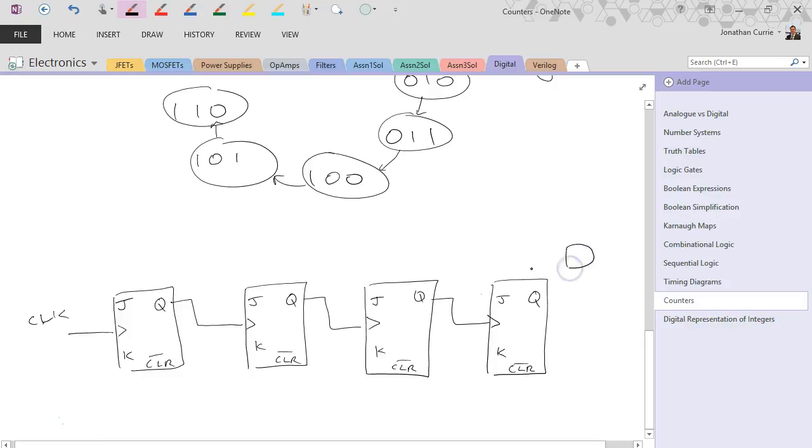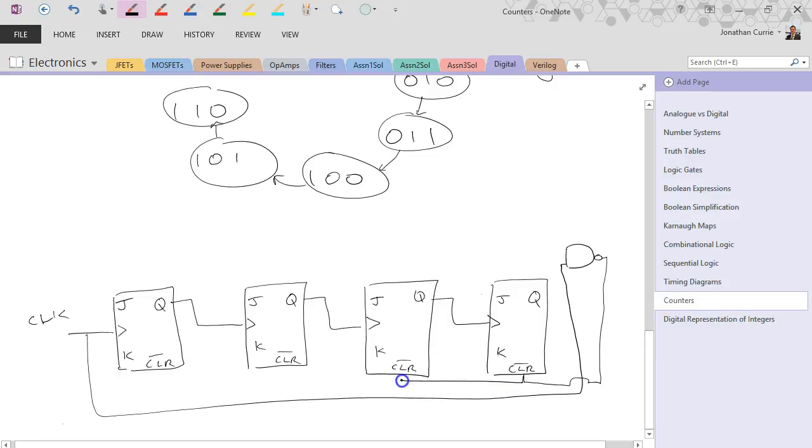And I'm going to do something a little bit interesting here. I'm going to have an AND gate at the end here, and we'll see why shortly. Oh, that was a bit wobbly. But it's going to be connected to each of our clear inputs.